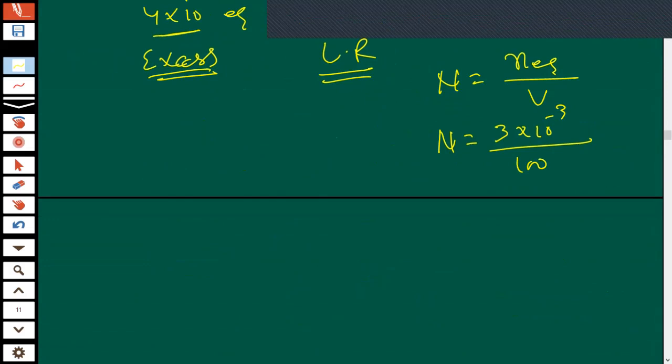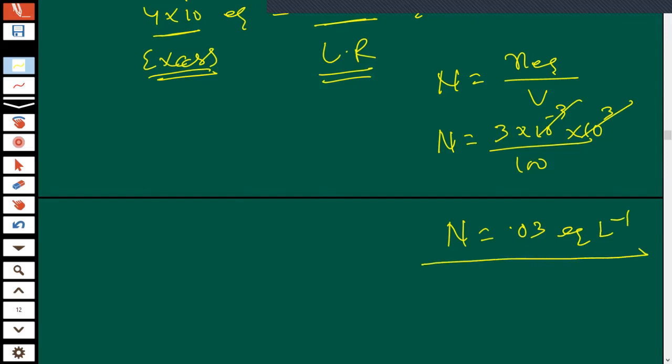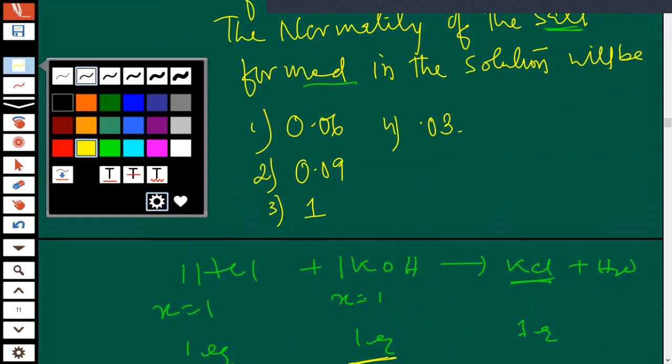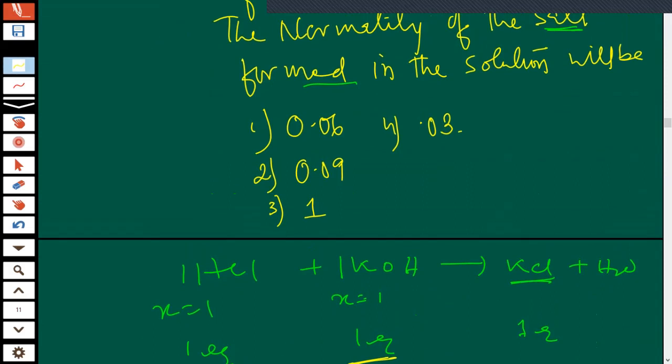Now it is in milliliter, so convert into liter: 100/1000. The 10 to the 3 cancels. So what will be the normality? 0.03. 0.03 equivalent per liter is the normality. Is there any option? Fourth option. Option 4 is the correct answer. Did you understand, children?